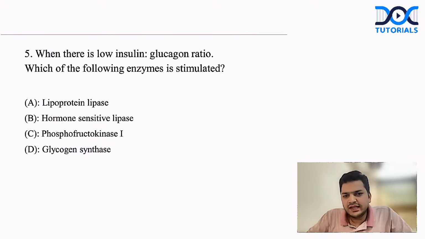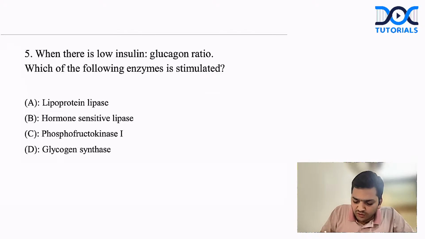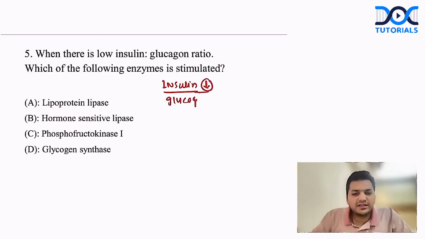Now, where there is a low insulin to glucagon ratio, which of the following enzymes is stimulated? Now, first thing first, what they want to say by writing this statement is that the insulin to glucagon ratio is low. Low ratio means the insulin is low. We can say like this. So, which enzyme is going to be stimulated when the insulin is low? And this is one of the hot favorite topics nowadays of NEET board about the lipoprotein lipase and hormone sensitive lipase. Now, can you tell me what is the answer? Okay. Now we are getting mixed answers.